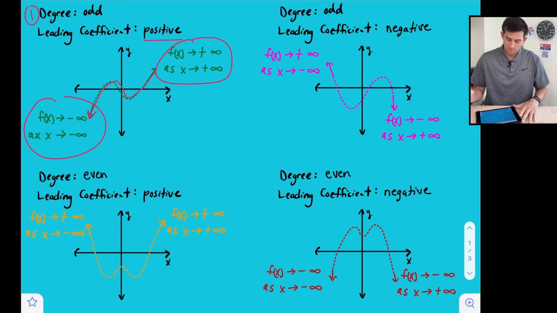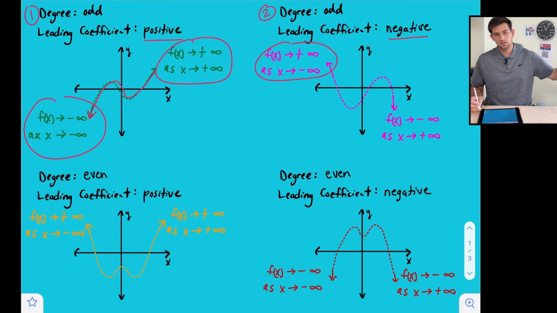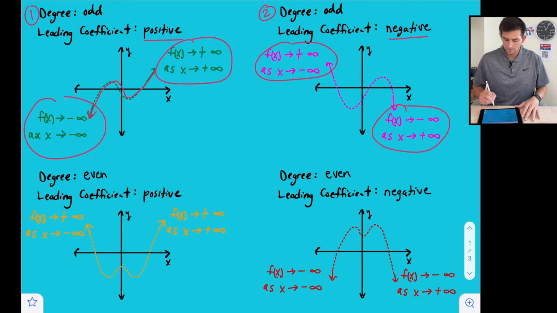Now, sticking with degree being odd, but now our leading coefficient is negative. So essentially our graph is reflected here. Now we're going to say as we go to the left, as we approach negative infinity, our graph is reaching higher, so it's approaching positive infinity. And then on the other end, as our graph moves to the right, as we approach positive infinity, our graph is going down, so it's approaching negative infinity. So those are our two options for when our degree is odd.